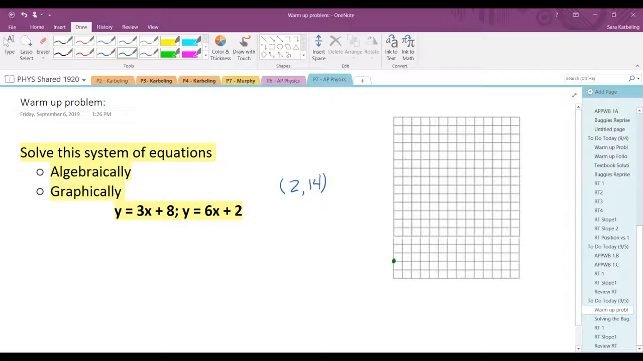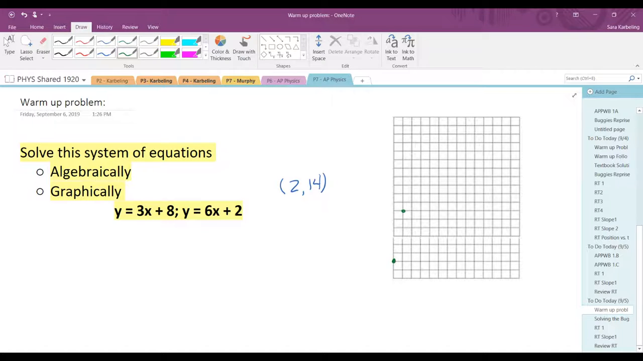2. So you're going to go over 0, up 2. I got that point. Now what? That's not a line, that's just a point. Up 6, over 1. Let me do it: 1, 2, 3, 4, 5, 6. Boom. And then you can draw a line from there, and you can draw the other. You can see where they intersect. I picked nice, easy things so that you could find the intersection point was at 2, 14.